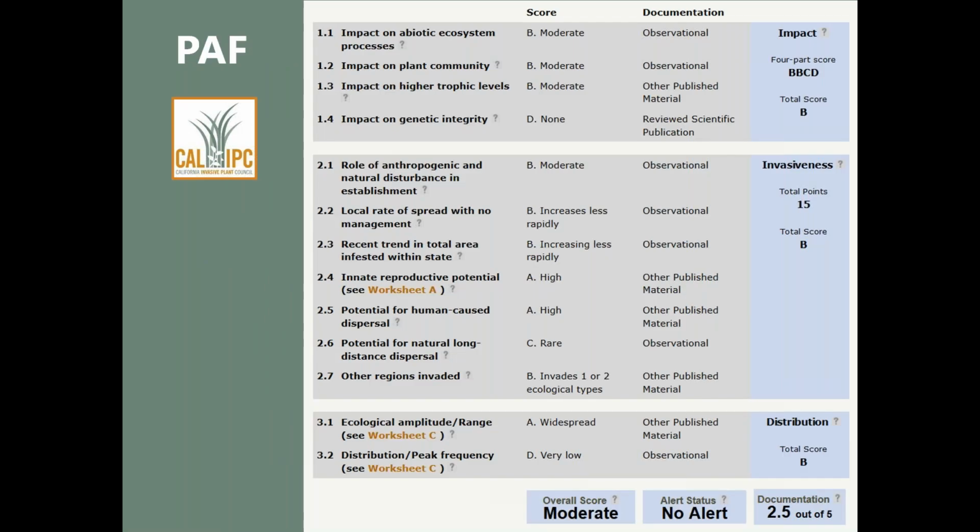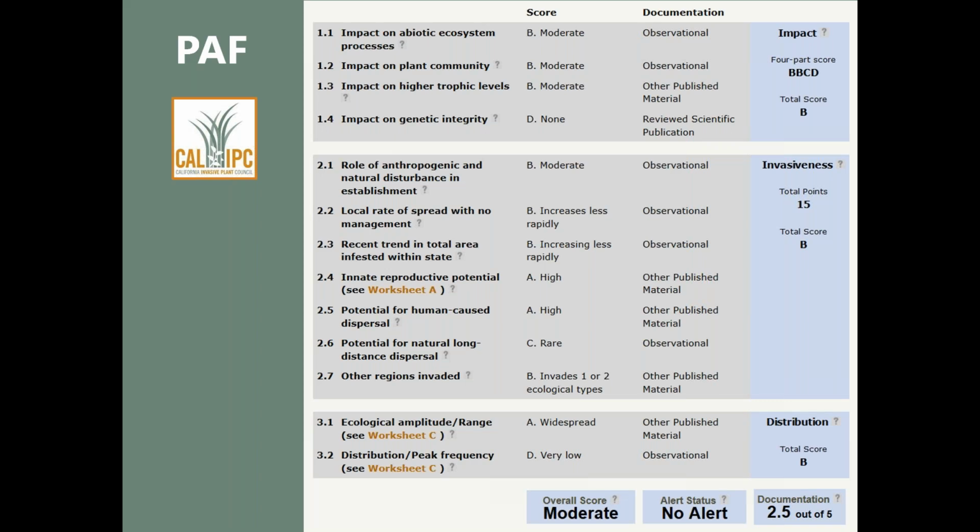This is an example of a scoring sheet. Again, the first set of questions are impact, the second are rate of spread, and the third are amplitude. These can be based on published material, or they can be observational. There also is the opportunity to give a not enough information, an unknown rating.